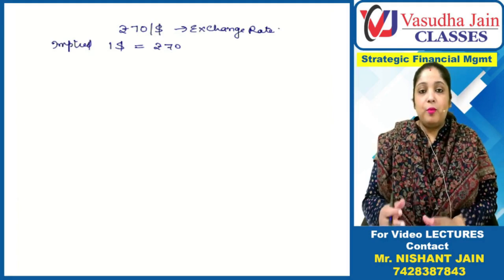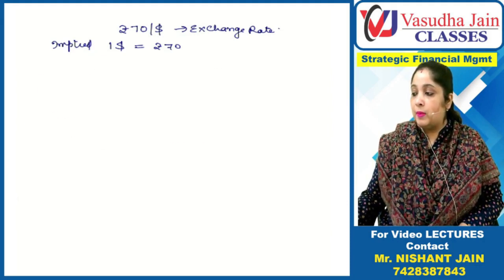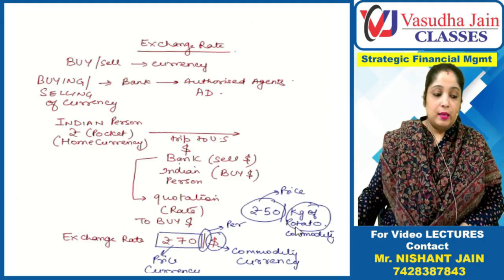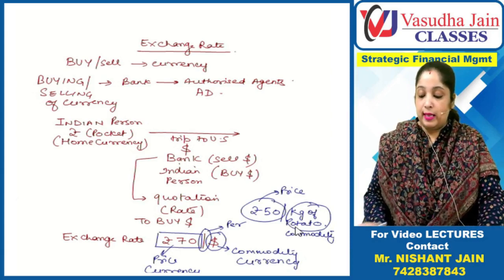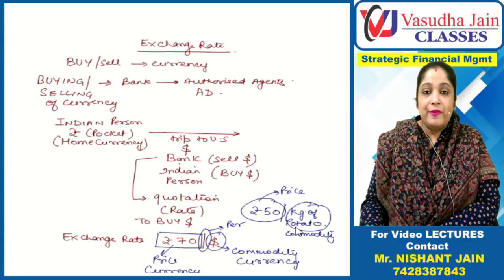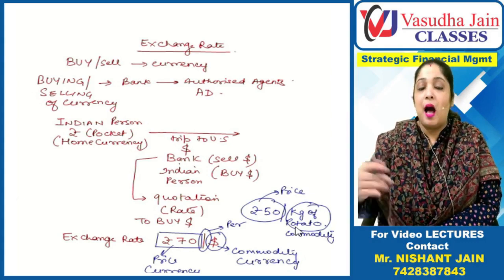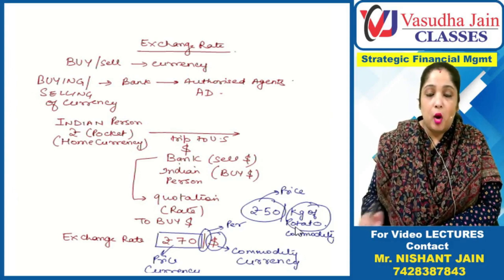Now what you have to memorize is that in this rate, the currency which is appearing before the slash sign is the price, and the currency which is appearing after the slash sign is the commodity.